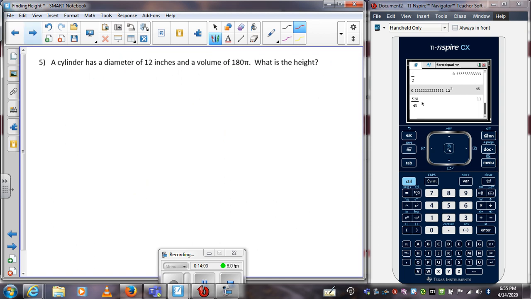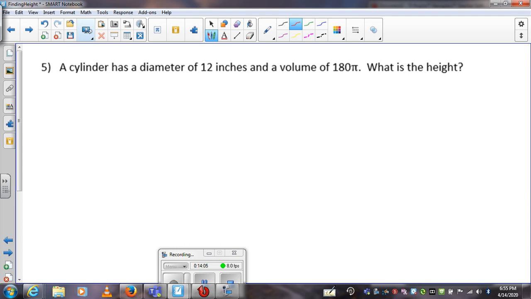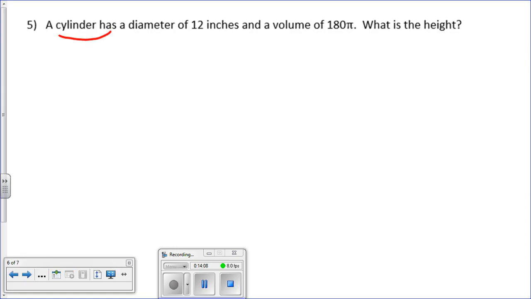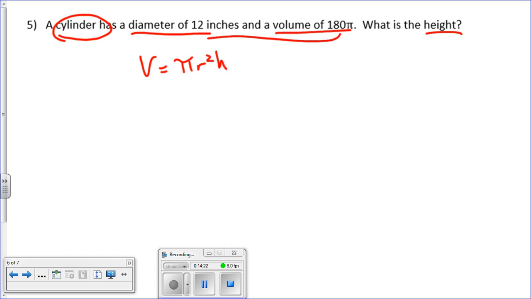Okay, let's do one last one. Okay, the cylinder. So we're dealing with a cylinder. Diameter of 12 and a volume of 180 pi. We're looking for the height. So cylinder, V is equal to pi r squared h. The volume is 180 pi. So I'm going to put 180 pi right here is equal to pi times the radius. Careful, they gave me the diameter is 12. I've got to divide that by 2, so the radius is 6.